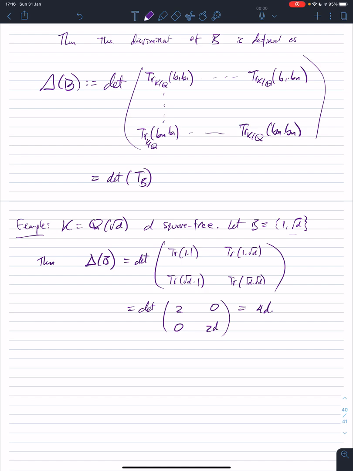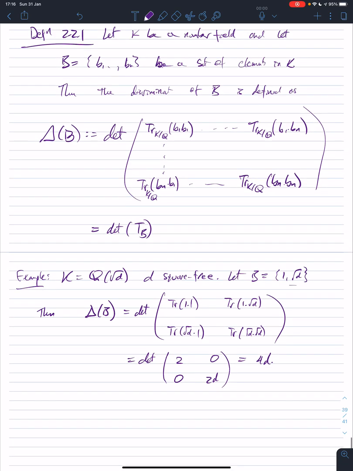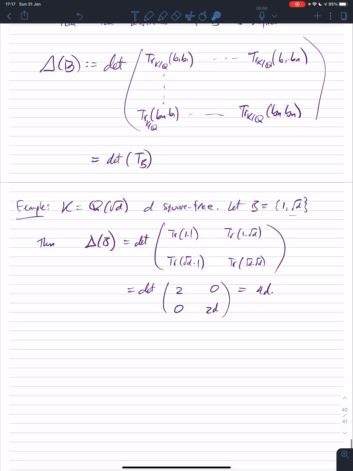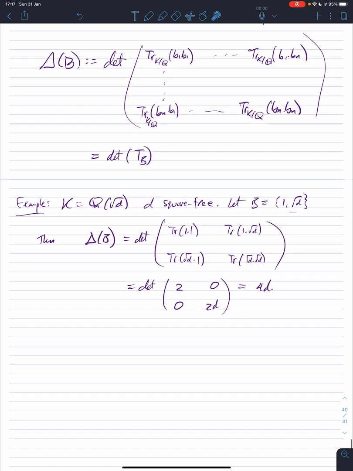What is the use of having such a quantity attached? Clearly, delta B is going to be some number living over the field I'm taking the trace down to. So in this case, it's Q. It's going to be some rational number, because all of these entries are rational numbers. It's the determinant of a rational matrix, so it's going to be a rational number.